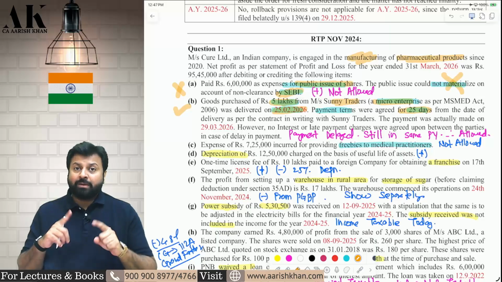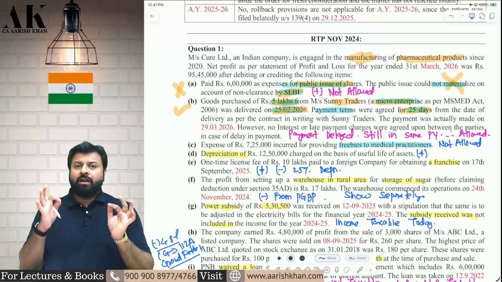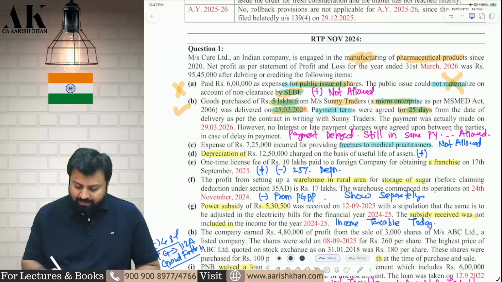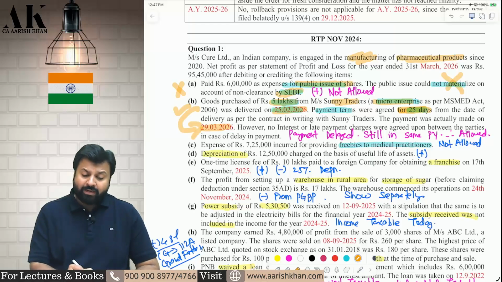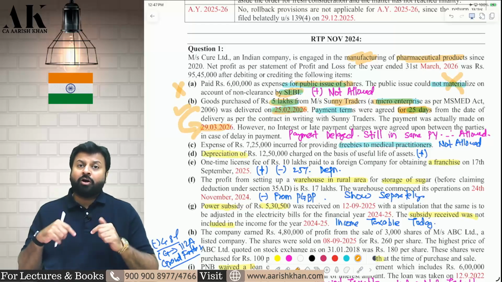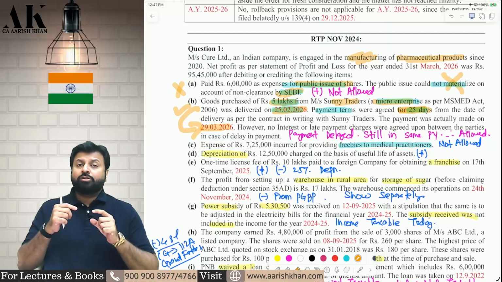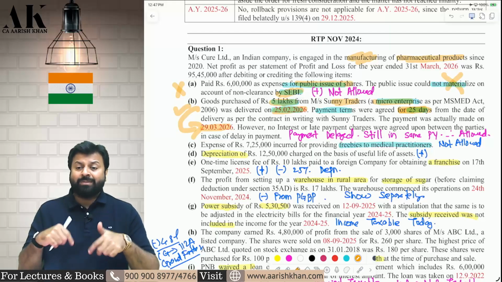But if you make the payment beyond time, then the expenditure will be allowed on payment basis. Now, if you make a commitment that I will make the payment in 25 days, and you are making the payment on 29th March 2026, which is beyond 25 days, you will be allowed the deduction on payment basis, not on accrual basis, because you are not making the payment on time, you are making the payment late.